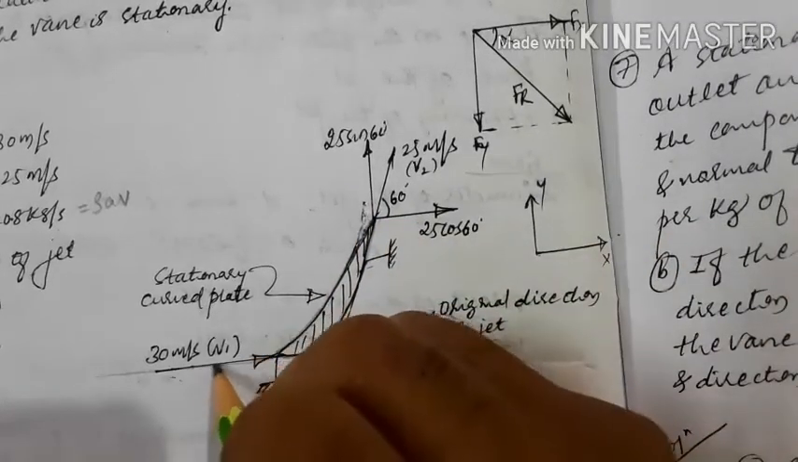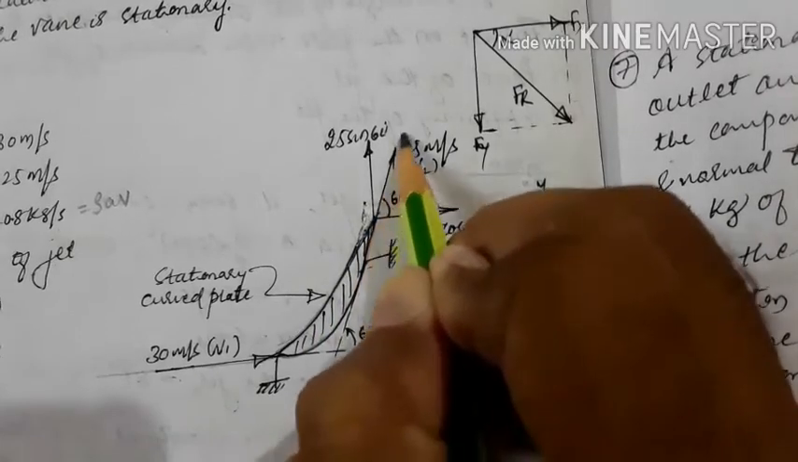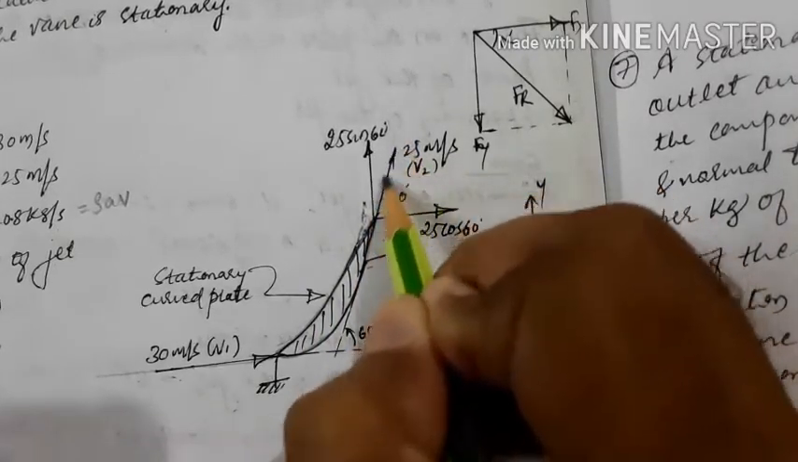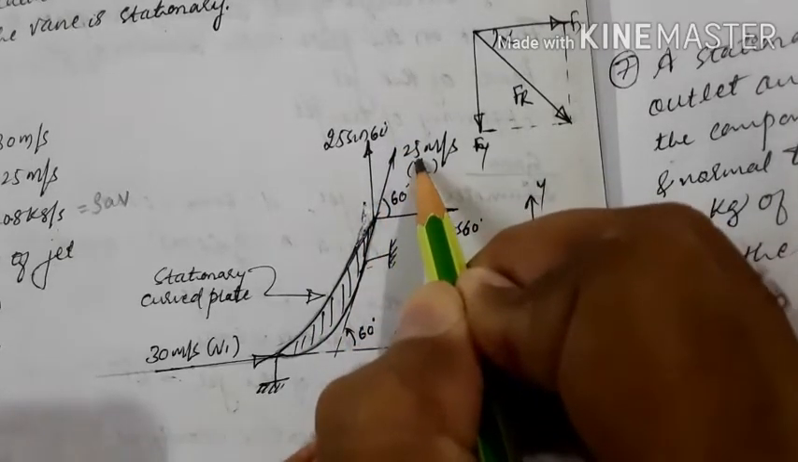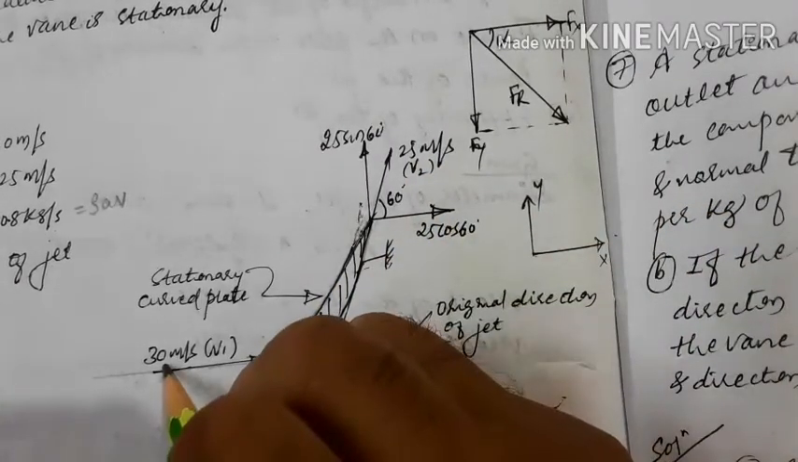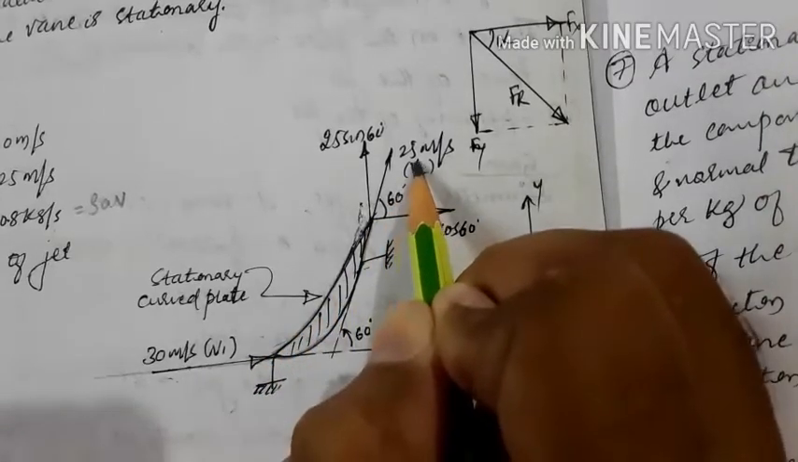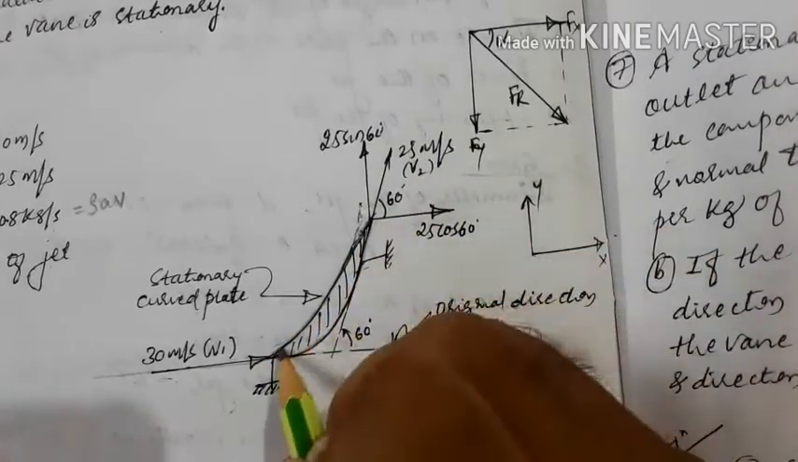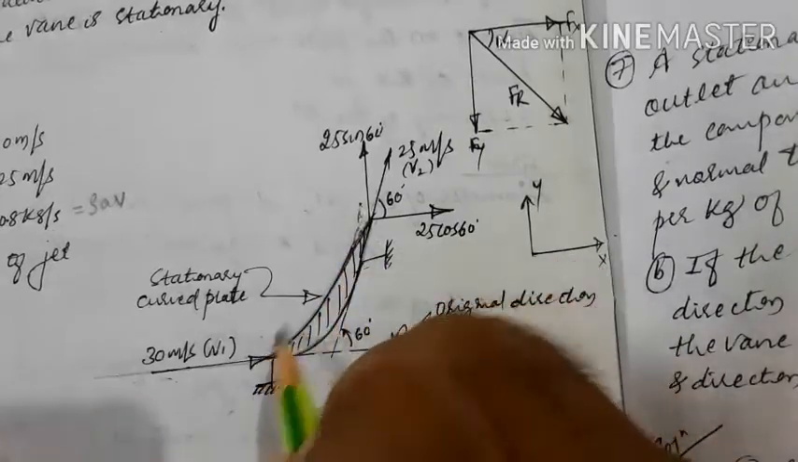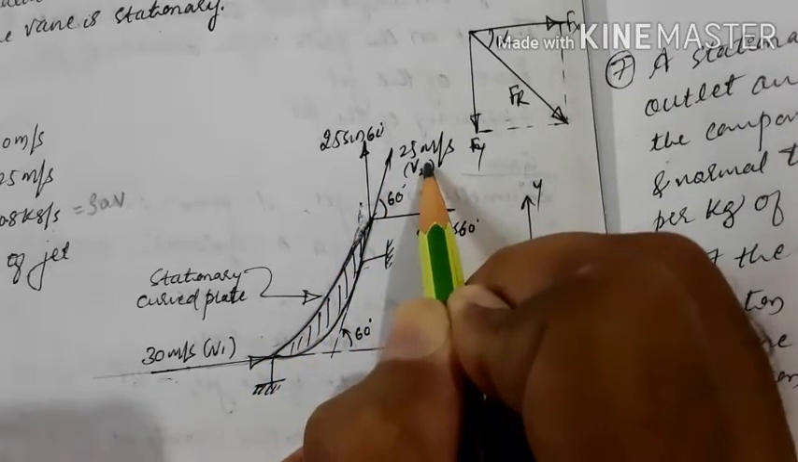So with this velocity it enters, glides over the surface like this, and exits like this. The exit velocity is also given, that is 25 meter per second. Here the inlet velocity is 30 meter per second, with this velocity it is entering, but the exit velocity is 25 meter per second. Hence there will be some losses here. Because of those losses, the outlet velocity we are getting here is 25 meter per second.